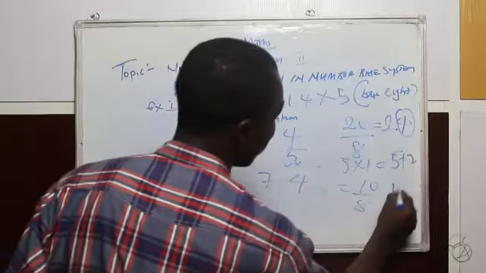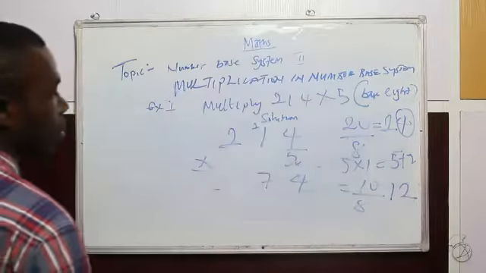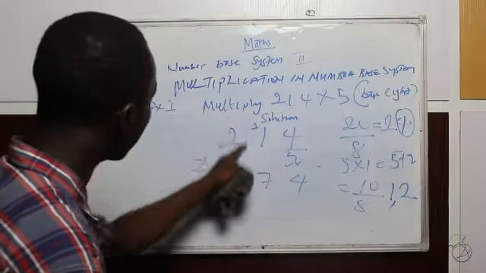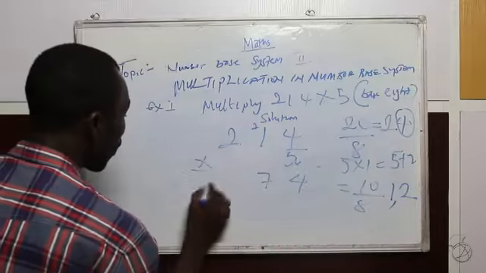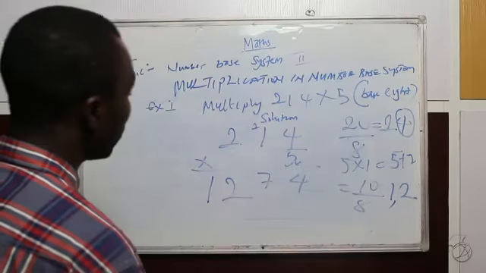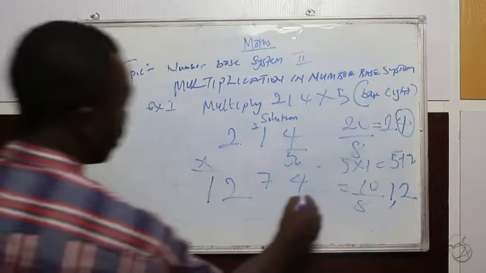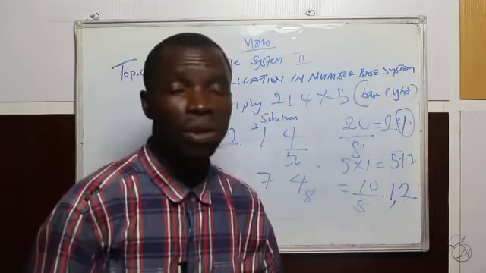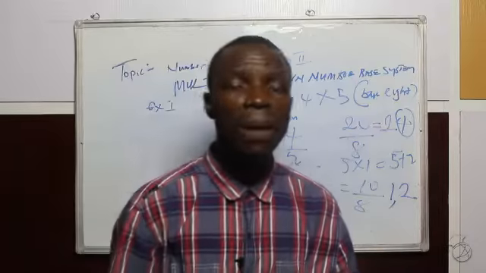That is one whole number, remainder 2. Because it's the last, the third digit here, we write one whole number, remainder 2 in base 8. So this is how we solve multiplications in number-base system.